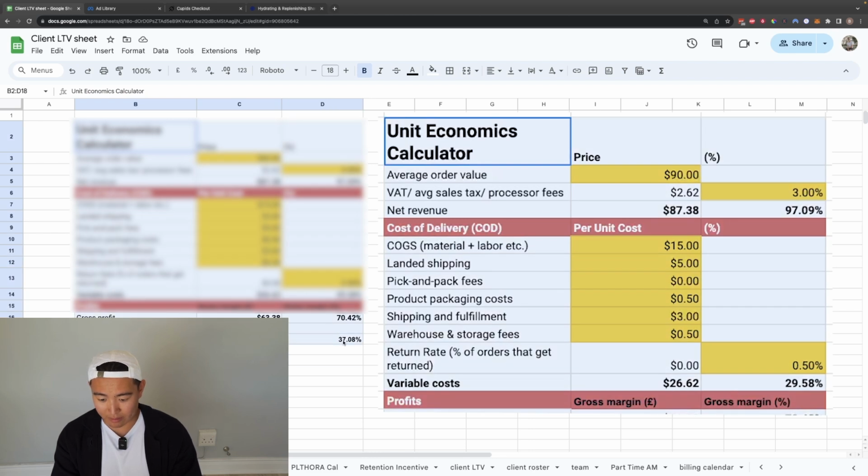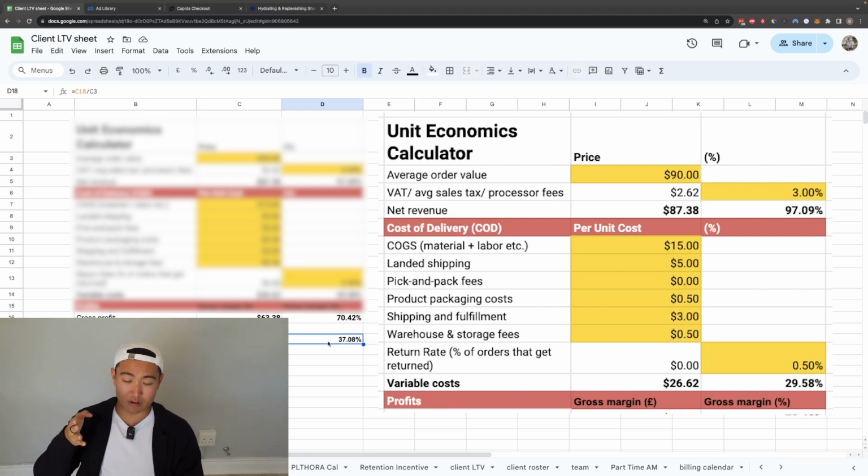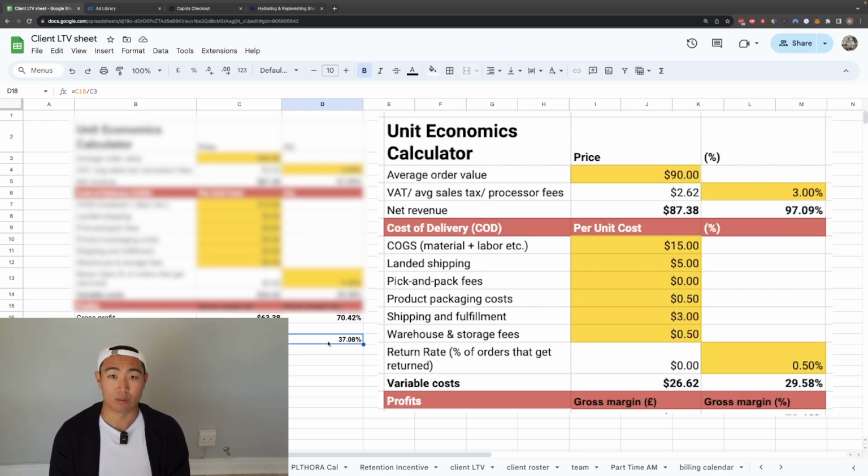So go away, build this calculator for your own brand, run the numbers for your own brand, and if you get a negative here, don't do it. If you get positive, fine. Just make sure your gross margin after CAC is more than kind of 15 to 20% minimum. That's when you know you'll be able to actually scale the brand further.